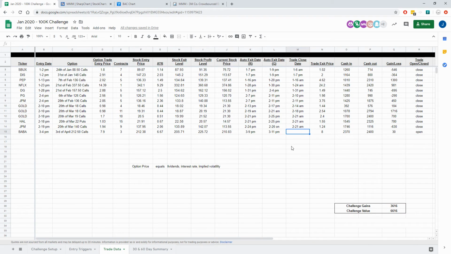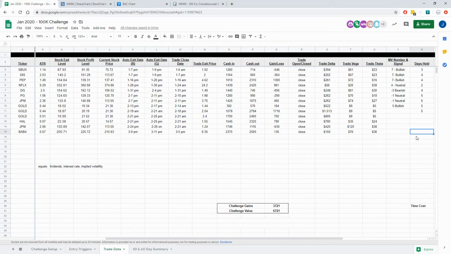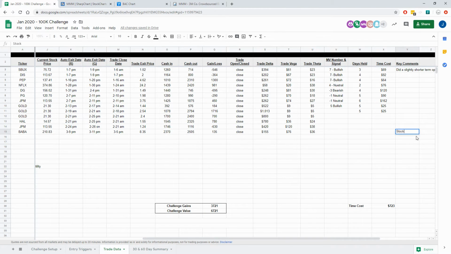I would much prefer not to be in cash, but 8:35 here, and the close date is 3/5 p.m. And close. I am going to note here: stock price lower than entry, but option gained due to increase in implied volatility.